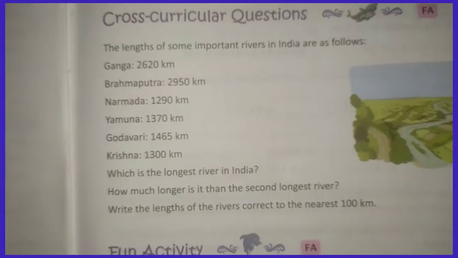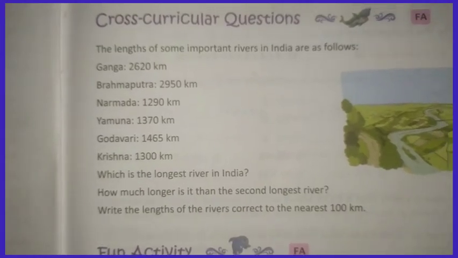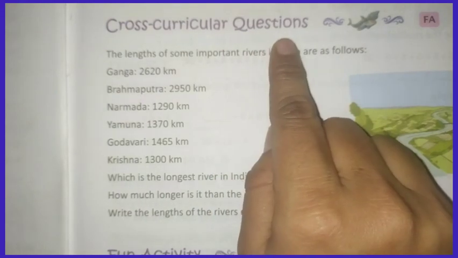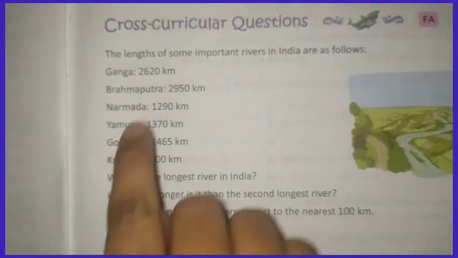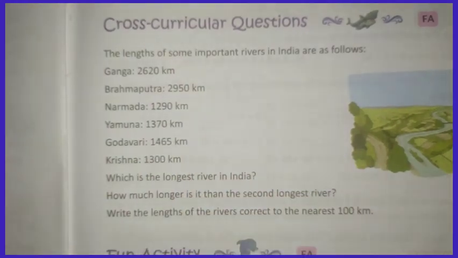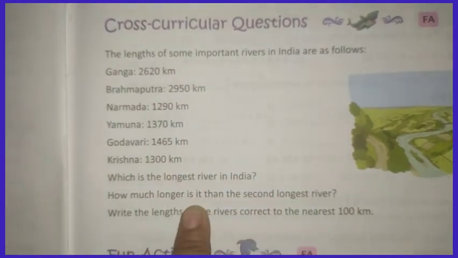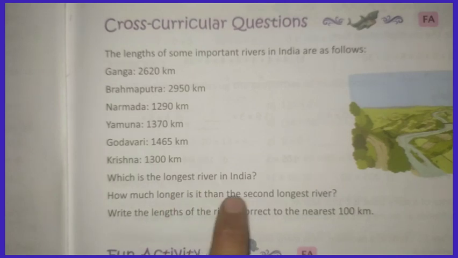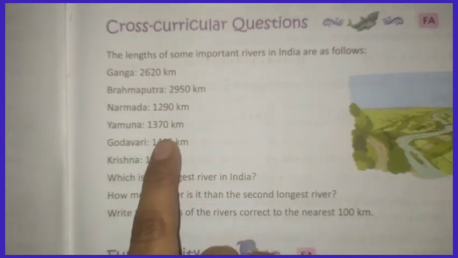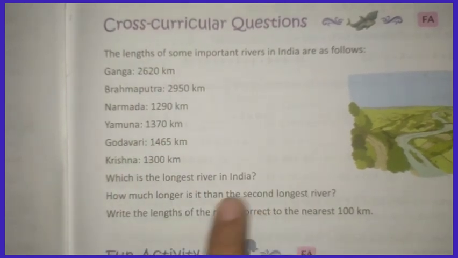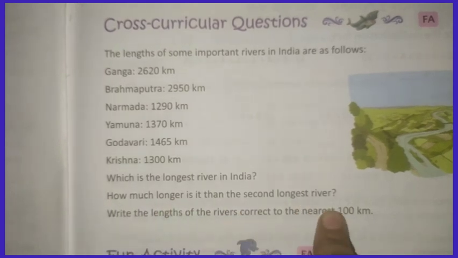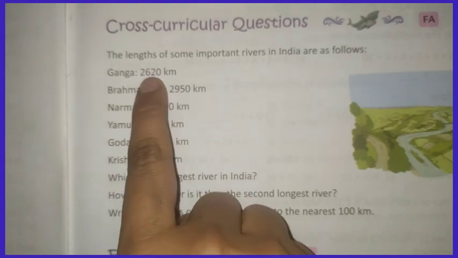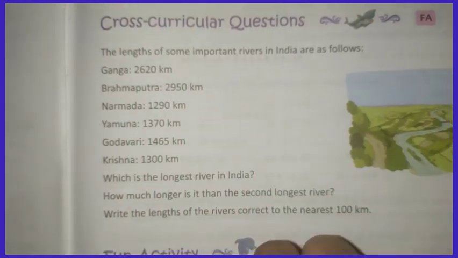Look here children, textbook page number 113, cross curricular questions. Here the lengths of some important rivers in India are given. 1, 2, 3, 4, 5, 6 are given. You have to answer these questions. Which is the longest river in India? In this, whichever one is longest you have to write here. Okay, how much longer is it than the second longest river? Subtract these. Okay, longest river minus second longest river.